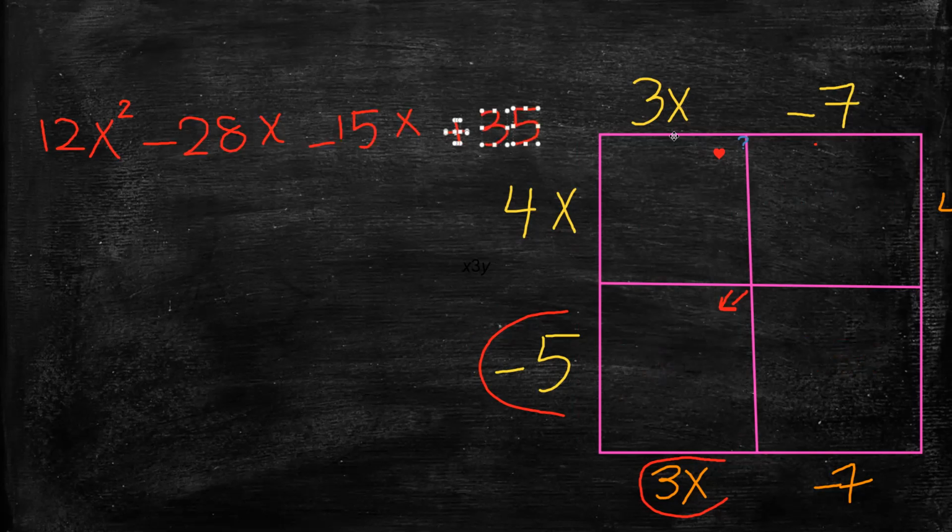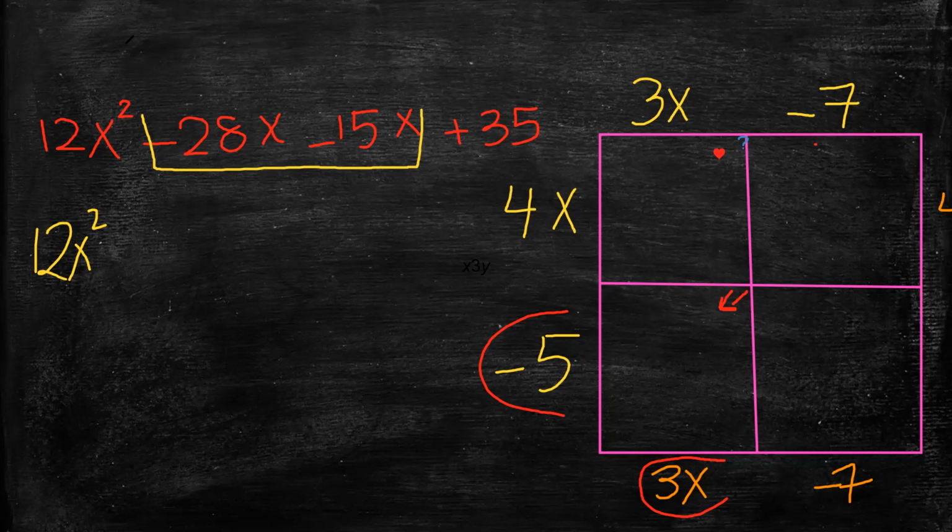Then after that, let's now simplify it. 12x squared, then negative 28x minus 15x. Let's add them now. I will add negative 28 to negative 15, which is negative 43. Negative 43x, then plus 35. This will be the final answer.